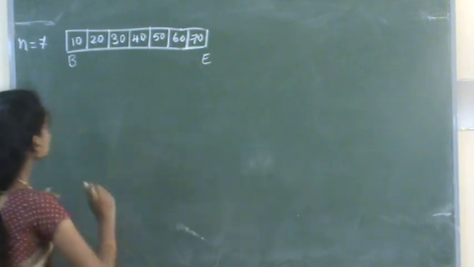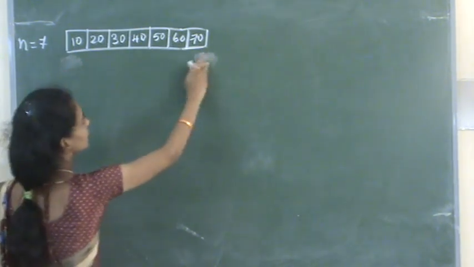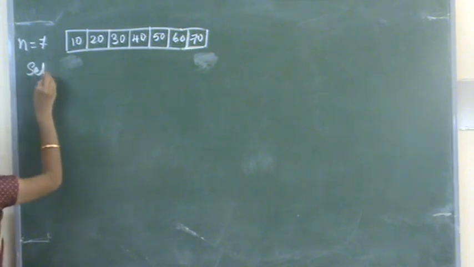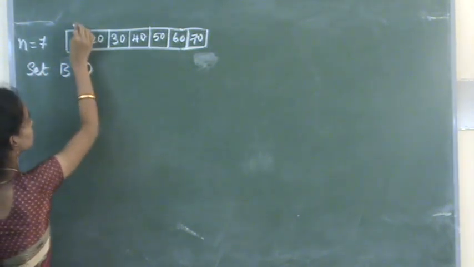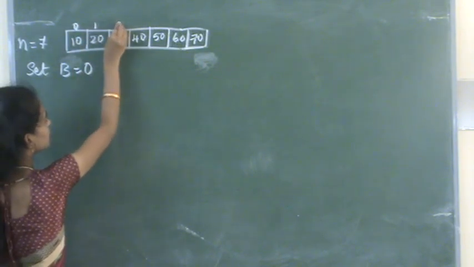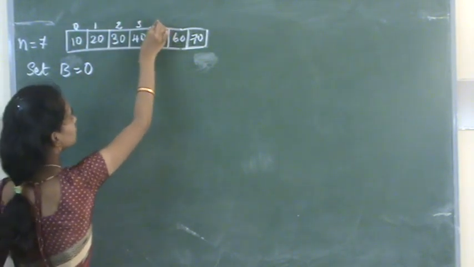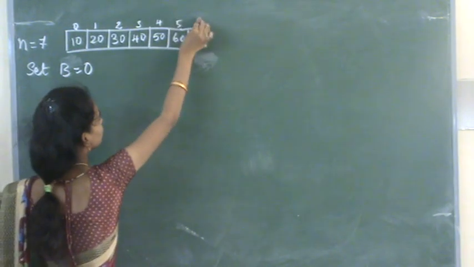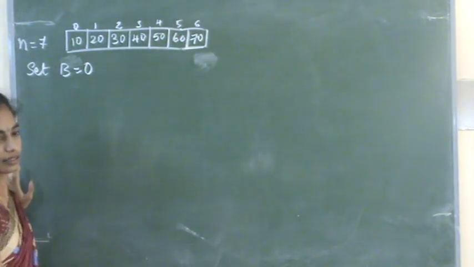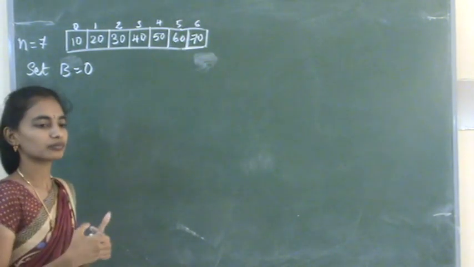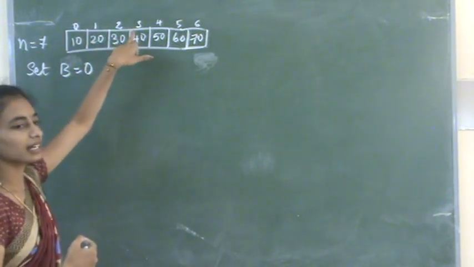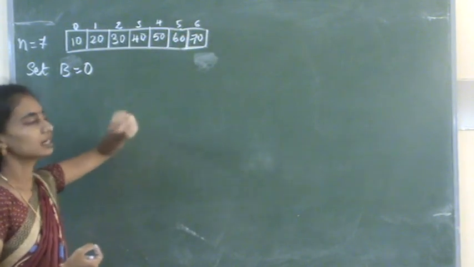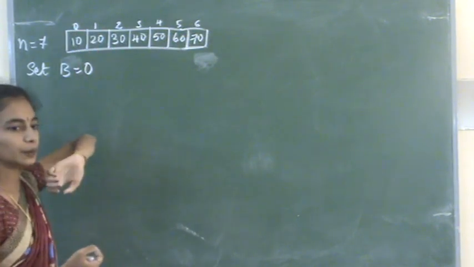Okay, so here first we will set the beginning as b is equal to 0. So we know that the index starts with 0, 1, 2, 3, 4, 5 and then 6. So we are assigning the index value here.